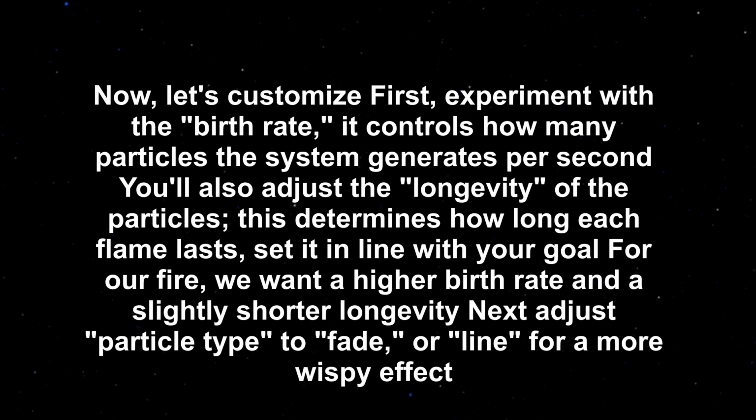First, experiment with the birth rate. It controls how many particles the system generates per second. You'll also adjust the longevity of the particles. This determines how long each flame lasts. Set it in line with your goal for our fire. We want a higher birth rate and a slightly shorter longevity. Next, adjust particle type to fade or line for a more wispy effect.